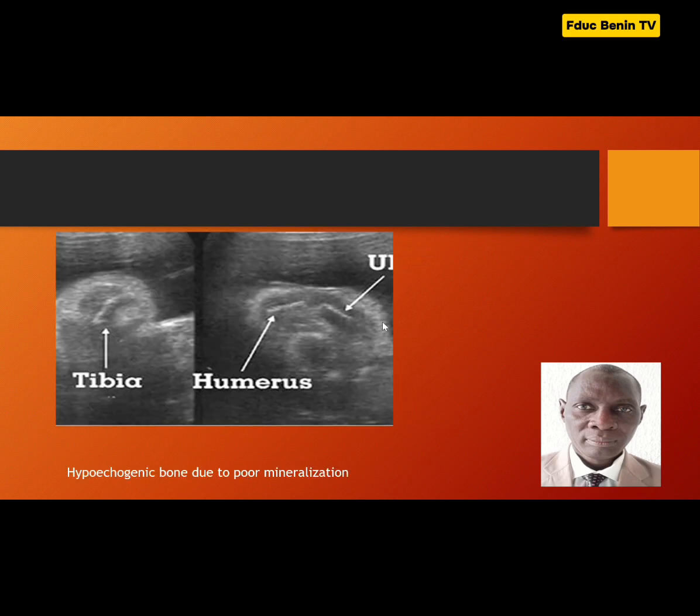Now this image, if you look closely, is an image of the tibia, but what is clear is that it is poorly echogenic, hypoechogenic, meaning that the bone is not well mineralized. And again, this is the humerus, and you can see that even in this case, the bones are not well mineralized. So hypoechogenic bone, due to poor bone mineralization, is also an indication that there is a pathology, there is a problem. So you have to look closely at that particular fetus.